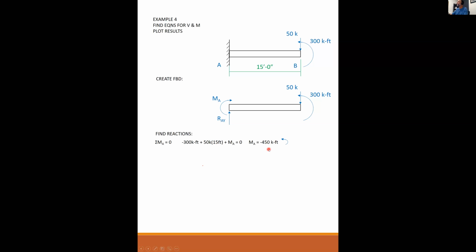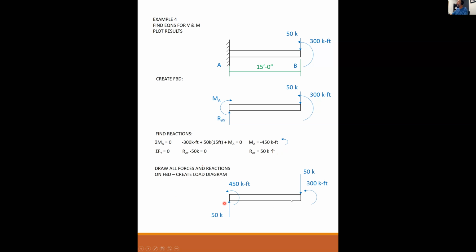My moment is minus 450. So that means my reaction is counterclockwise. Sum for the vertical reactions. And I find that my vertical reaction at A is 50 kips up. So now we draw the diagram with all of our applied loading and all of our reactions on it with the correct arrows.